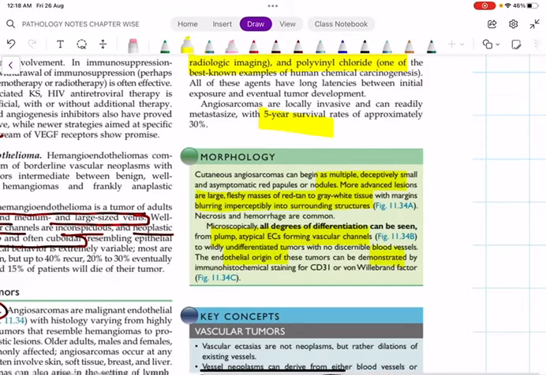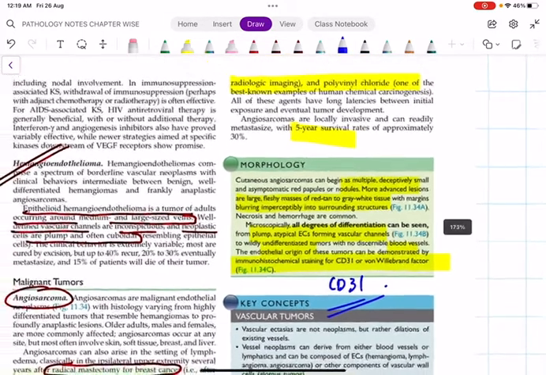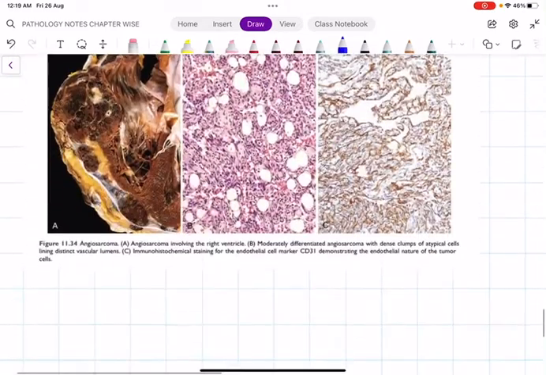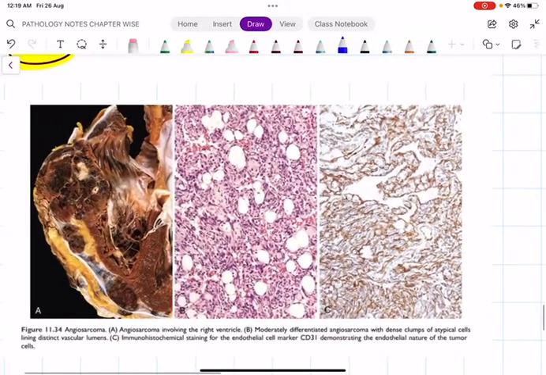They are undifferentiated tumors, and in histochemistry, IHC, I have told you initially itself. The endothelial origin of this tumor can be demonstrated by what is the IHC marker for endothelial tumors? Very good. It is CD31 or von Willebrand factor. See, you can see this picture. This is an angiosarcoma which involves the right ventricle. This is moderately differentiated.